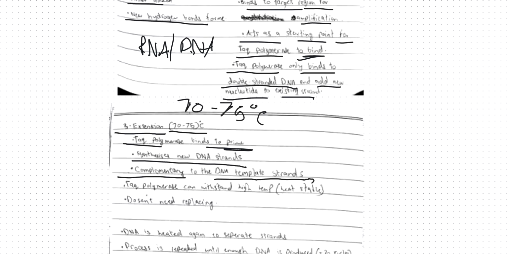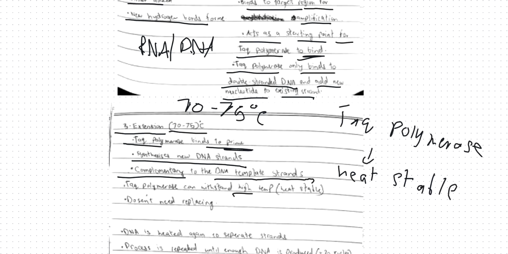Now, the reason you use Taq polymerase is because this protein is very heat stable. It can withstand high temperatures. It is very heat stable. So usually if it was a normal polymerase, it would start to denature at around 50 degrees. That's the temperature at which enzymes start to denature.